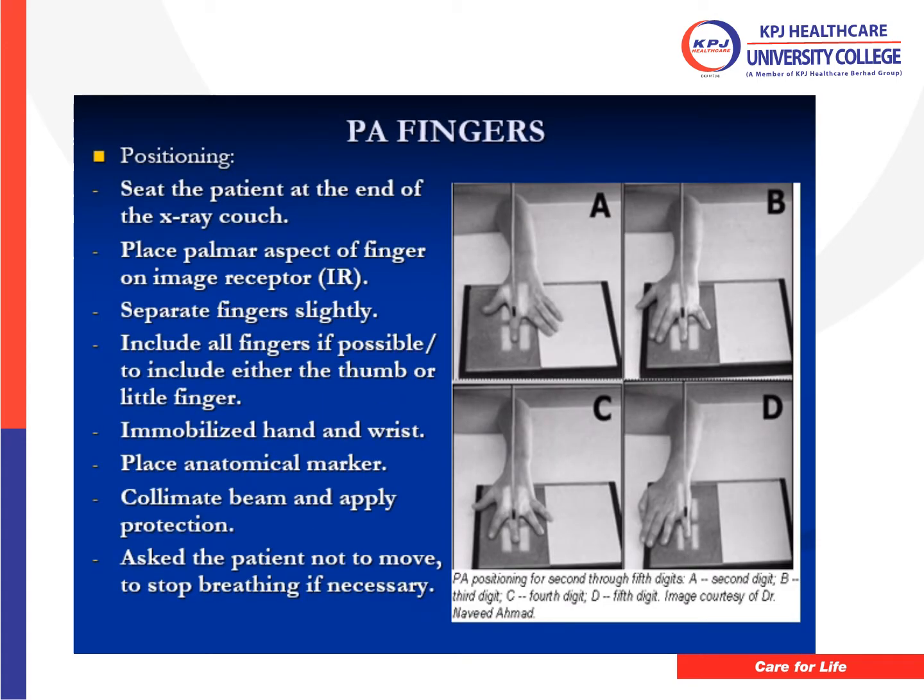Okay, PA fingers positioning. Sit the patient at the end of the X-ray couch or X-ray table. Place the palmar aspect of the finger on the image receptor and separate the fingers slightly. Include all fingers if possible, or include either the thumb or the fingers, depending on what kind of projection. Immobilize the hand and wrist using the sandbag, the immobilization aid. Also place the anatomical marker left or right, collimate the beam and apply protection. Ask the patient not to move and to stop breathing if necessary.